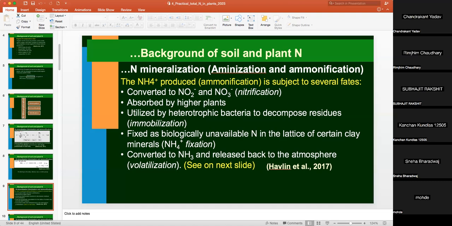Any other, Kanchan? Rimjim? Yes, sir. Phosphorus fixation is when, in acid soils, if iron and aluminum are in high quantity, then phosphorus is fixed in unavailable form. And in alkaline soil, it is fixed by calcium carbonate, so it becomes unavailable. Okay, this is phosphorus fixation.